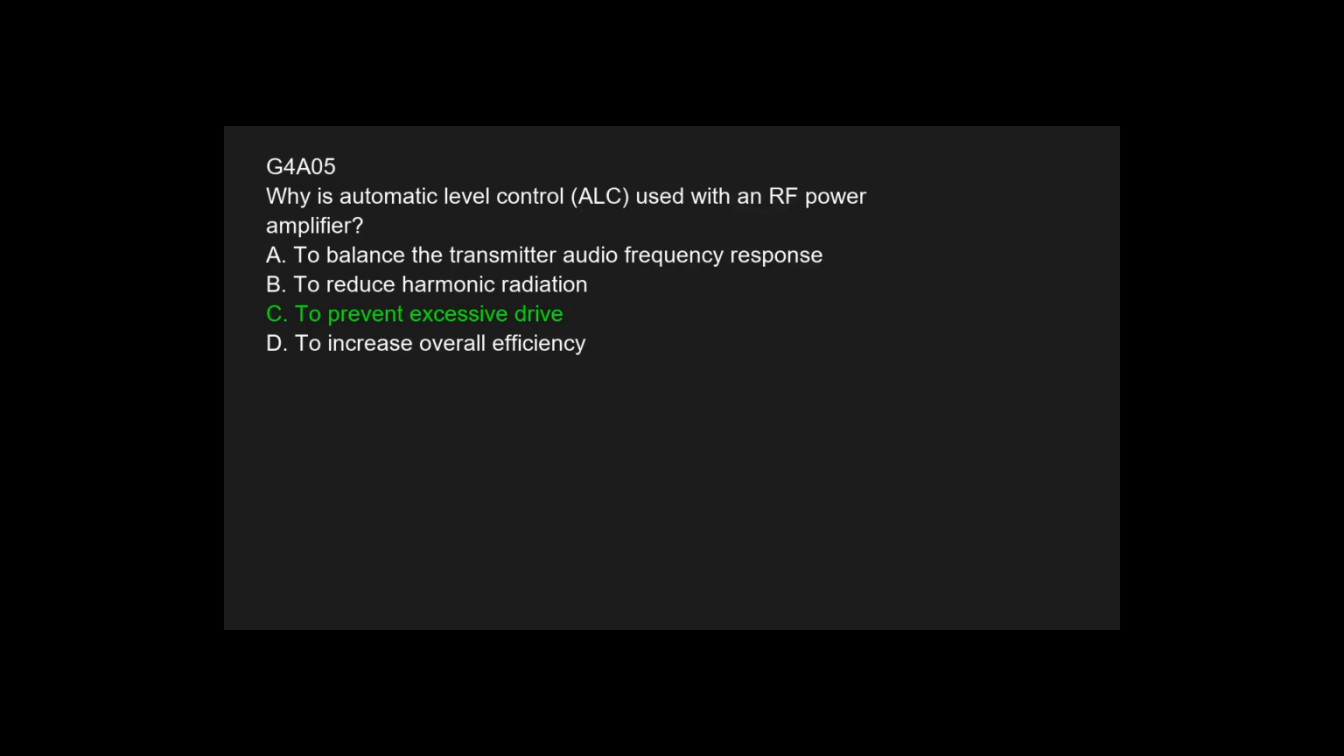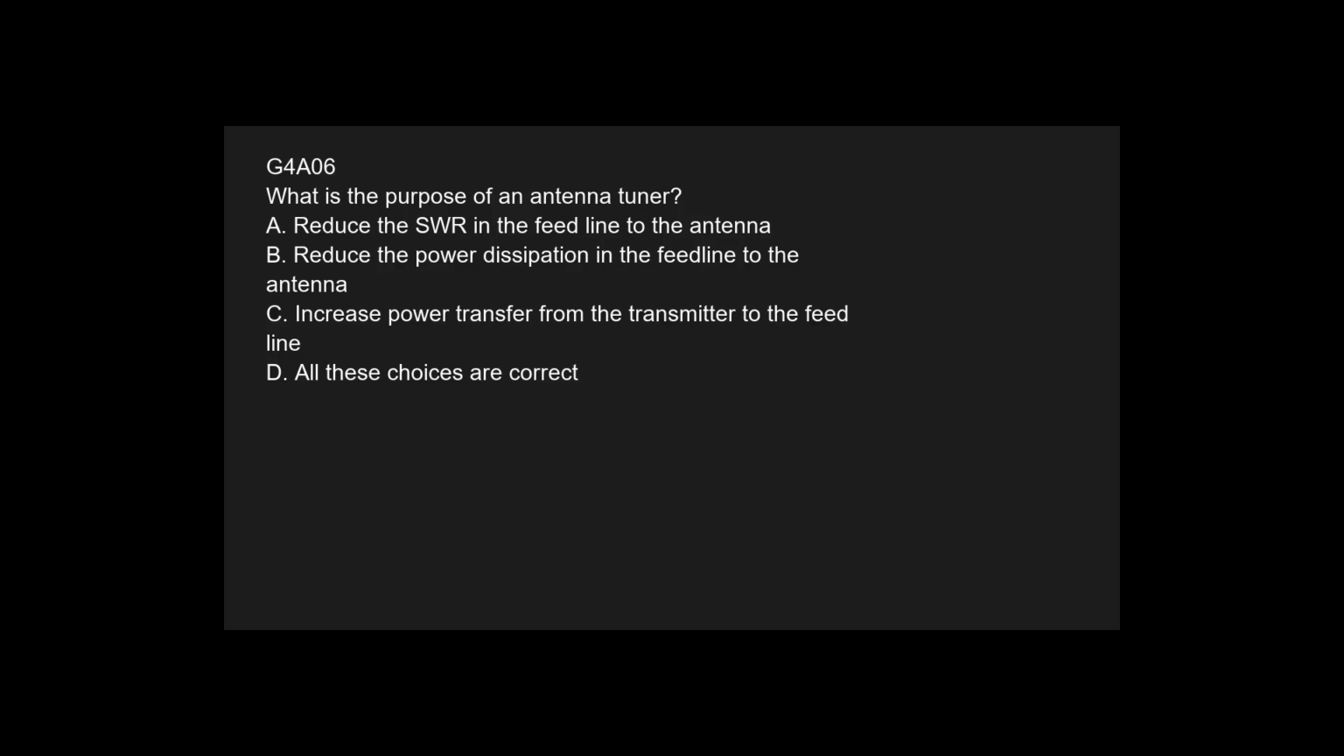The correct answer is C. To prevent excessive drive. Question: what is the purpose of an antenna tuner? The correct answer is C. Increase power transfer from the transmitter to the feed line.